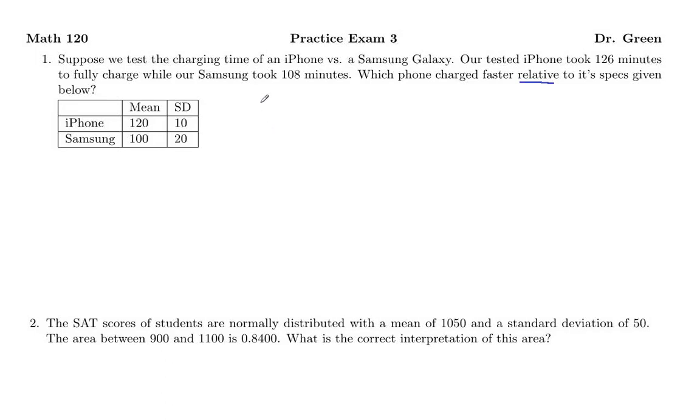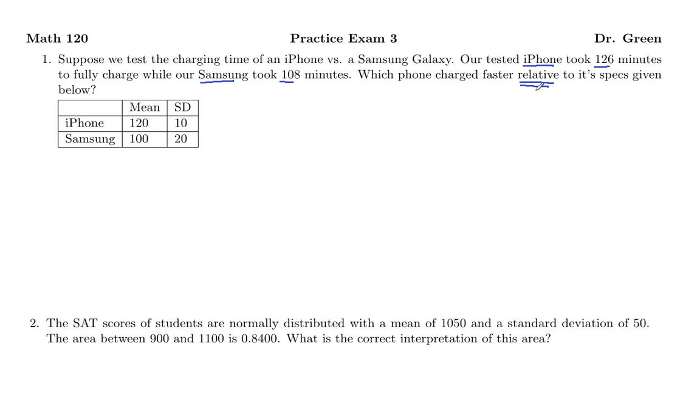In this first question, we are looking at charging time for an iPhone versus a Samsung. Our iPhone took 126 minutes to charge, and our Samsung took 108. Which phone charged faster relative to its specs, so relative to this charging distribution? Here we have the means and the standard deviation of the two distributions for iPhone charging and Samsung charging.